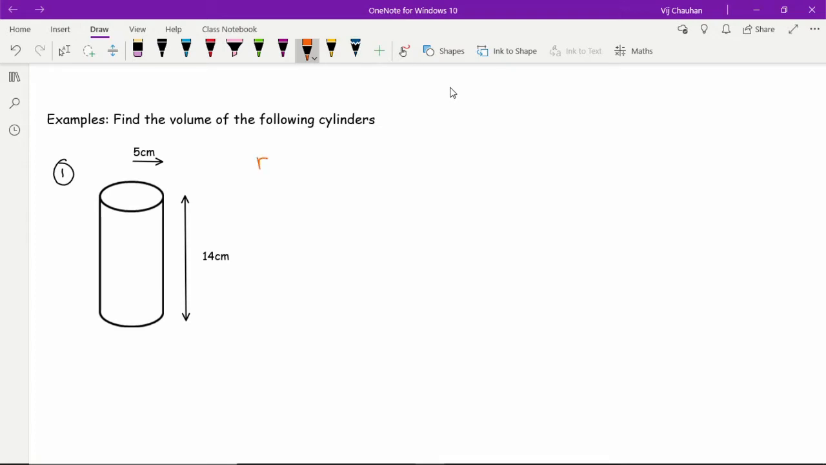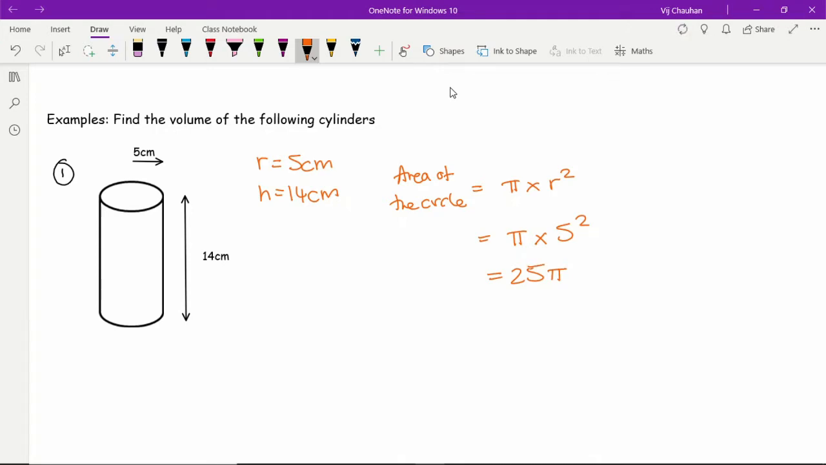In this I have been given the radius, so the radius is 5 centimetres and the height in this case is 14 centimetres. To work out the area of the circle, the area of the circle is going to be pi times the radius squared. So in this case it's going to be pi times 5 squared, which is 25 pi. And this is leaving your answer in terms of pi because the only thing I've worked out is the 5 squared. I've stuck pi and left it as it is.